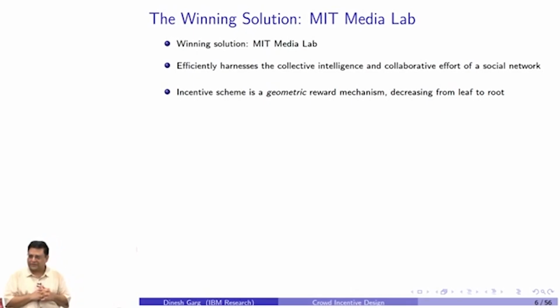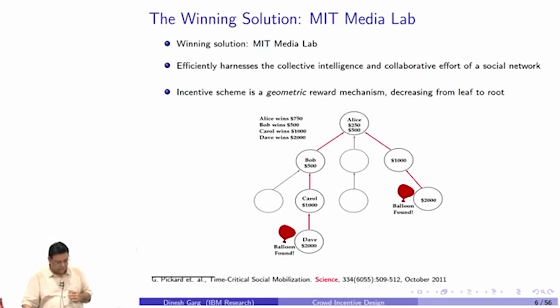So what did they do? Let's try to understand. They efficiently harnessed the collective intelligence and collaborative effort of a social network. And that's how they accomplished this task. They designed an incentive scheme which is geometric. They call it a geometric reward mechanism, decreasing from leaf to the root. Let's try to understand what it is.